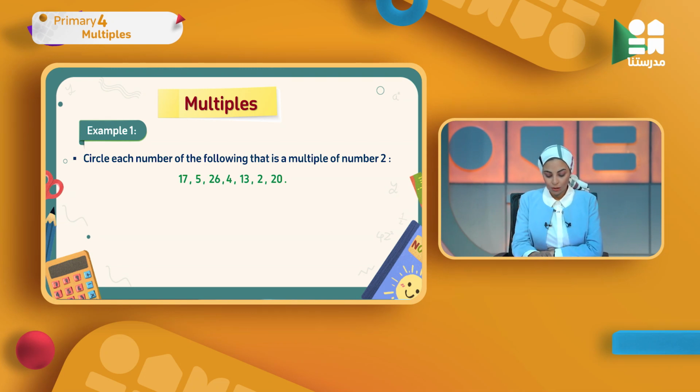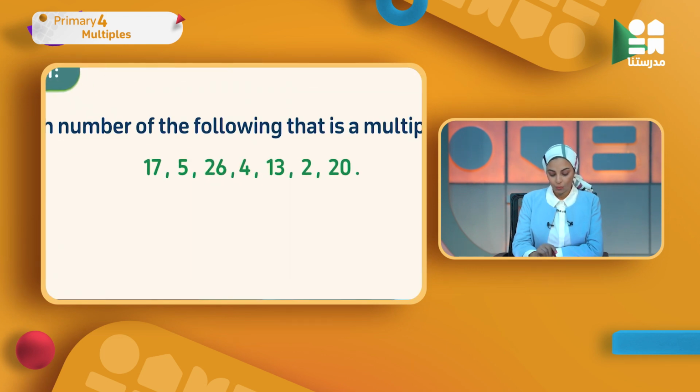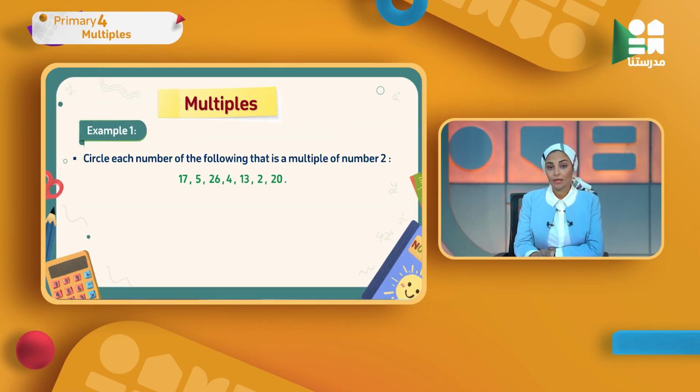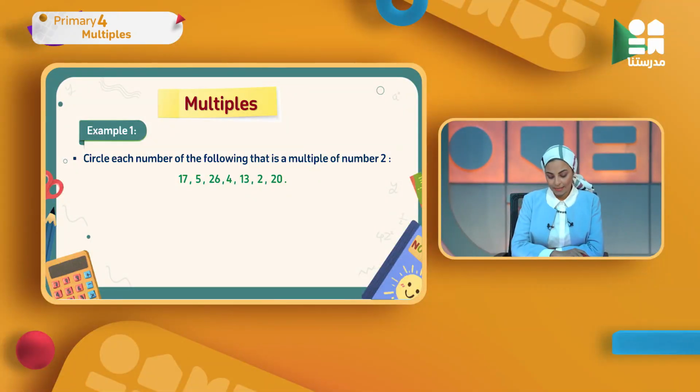Why? Because 26, where is the unit digit? Yes, 6 is the unit digit and 2 is the tens digit. So, as we said before, if I have the unit digit as an even number, then the whole number is even, then it is a multiple of number 2. So, 26 is a multiple of number 2. Okay, let's see number 4. Is number 4 a multiple of 2? Yes, it is a multiple of 2. Why? Because it is found in table 2 and it is an even number.